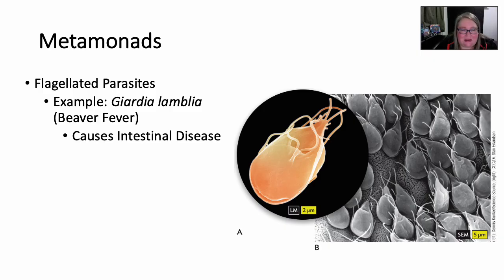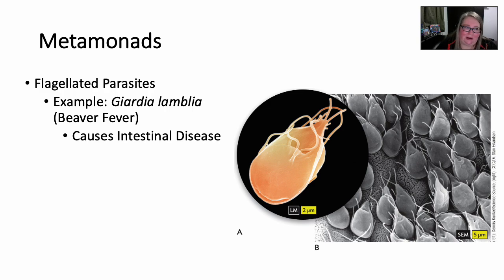Okay, so the last one we're going to talk about are the metamonads. So this is actually one that we can be concerned with because we have a metamonad in a lot of our water here. If you go and take a sample from the Snake River down in the river bottoms, there's a good chance that you're going to get the parasite Giardia lamblia in your water sample.